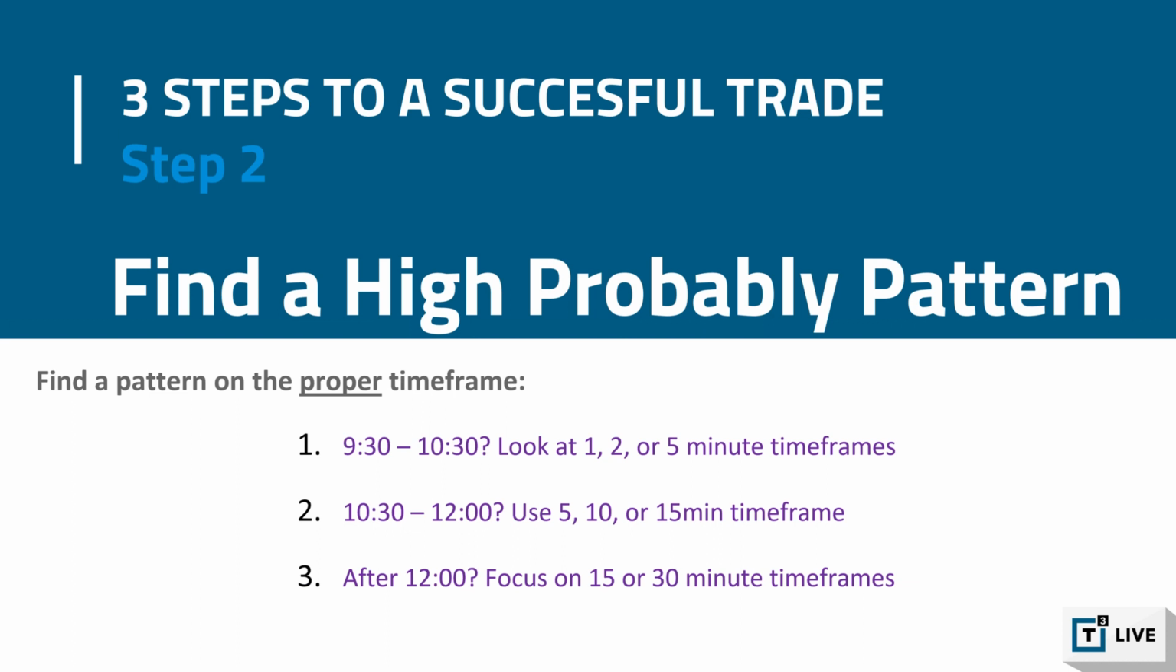All right. Now, second step is find a high probability pattern. Remember, there are 3 steps. First step is find the catalyst. Then find a high probability pattern. You can do whatever patterns you want. I'll show you what patterns I look for, but if you're familiar with certain patterns that you really like to do, then go for it.